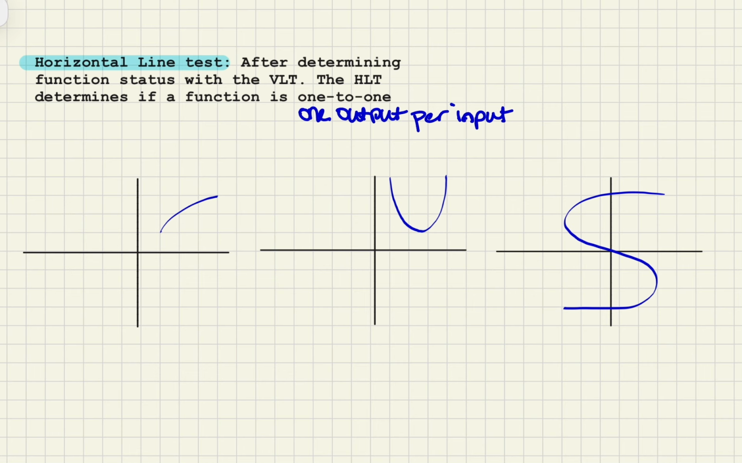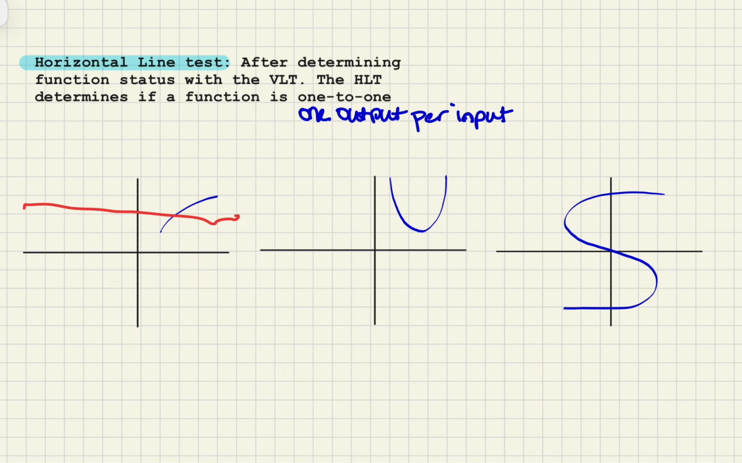In order to conduct this test, remember, you must first check whether or not the relation is a function. So you'd want to perform the vertical line test and check that the relation is a function. And then after verifying, now you can conduct the horizontal line test.